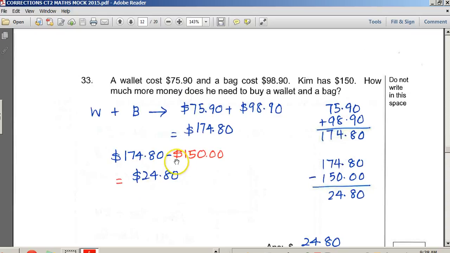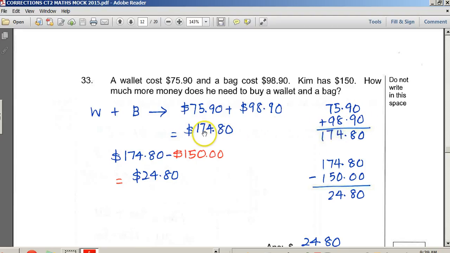Let's take a look at this. A wallet costs $75.90 and a bag costs $98.90. Now Kim has only $150. Now let's find out the cost of these two items, the wallet and the bag. Wallet and bag, if you add up together, is $174.80. Please work this out carefully.